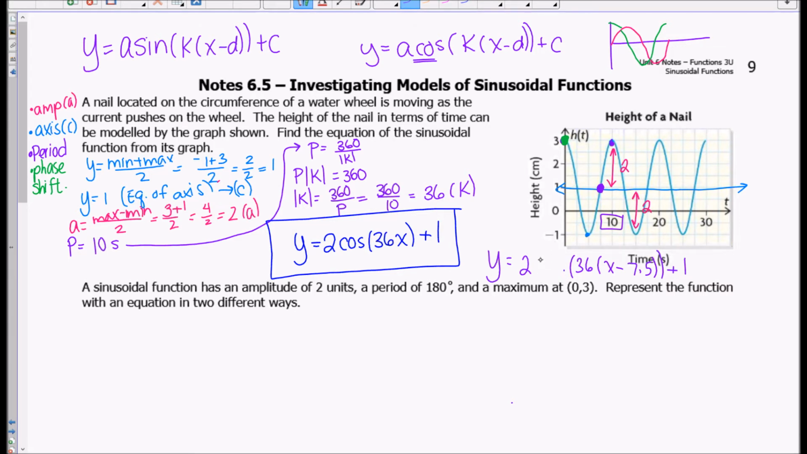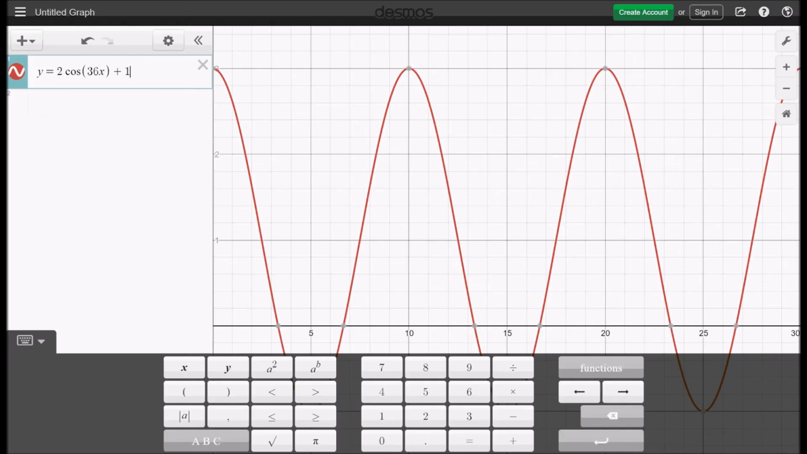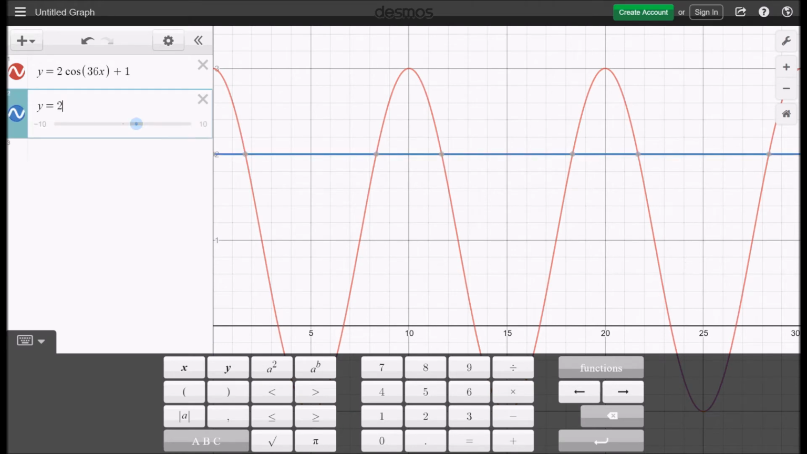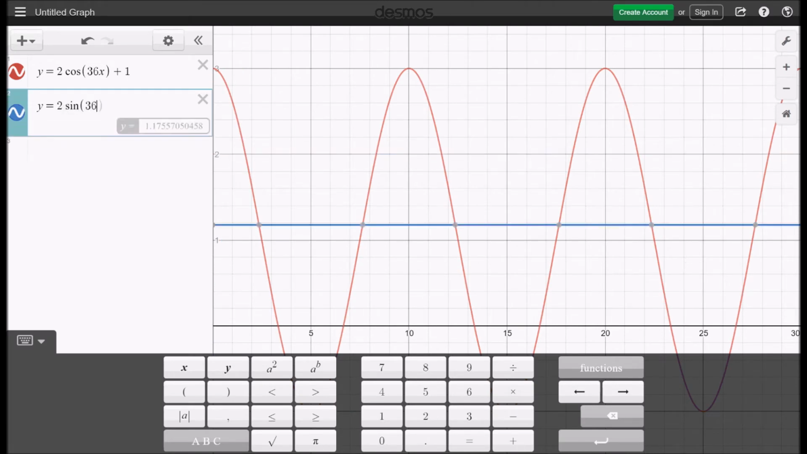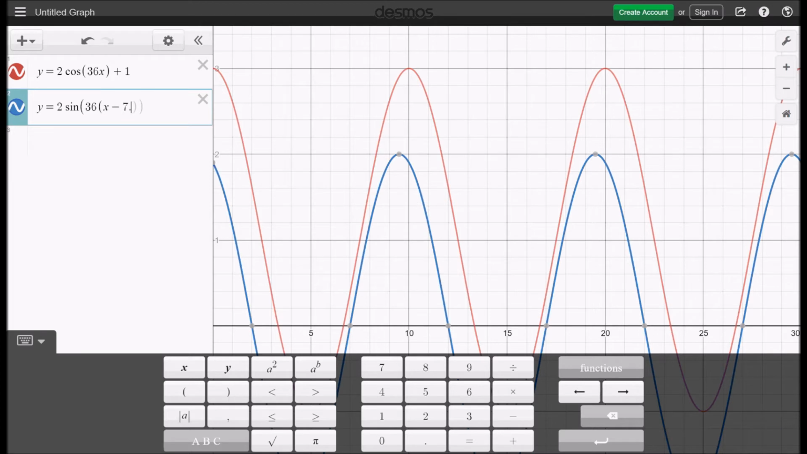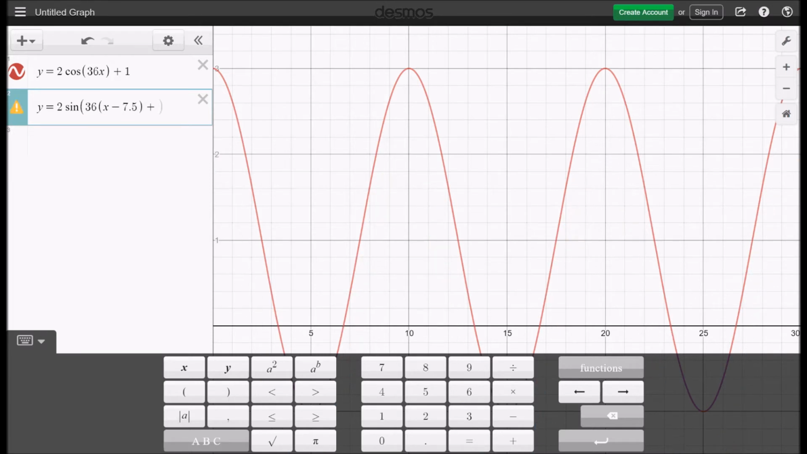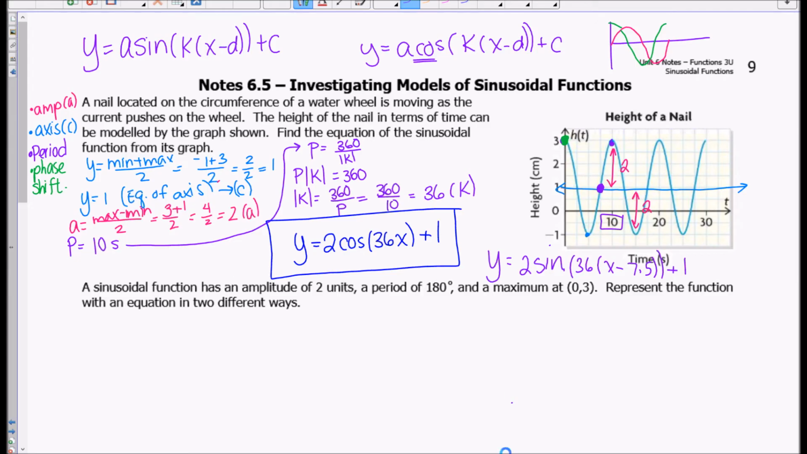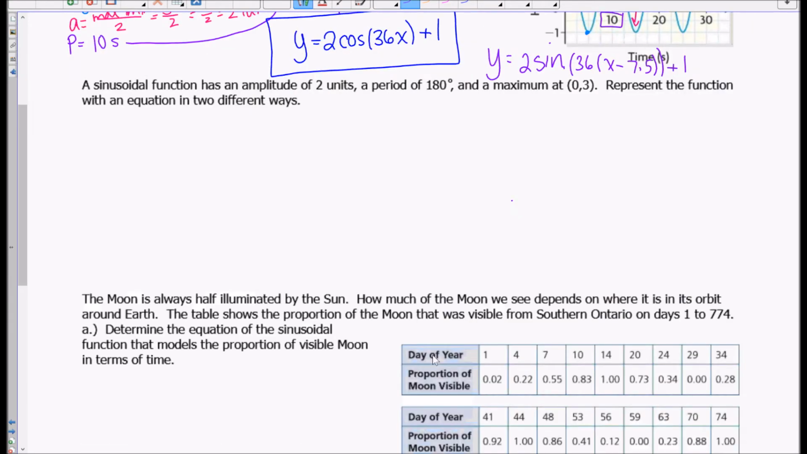Okay, so let's go ahead and graph this out and see if it ends up falling in the same section. So I'm going to say y equals 2 times the sine of 36 times x minus 7.5 plus 1. And it falls right on top of it, so that is an equivalent answer. Don't forget that we can have infinite possible answers here, okay? So let's go ahead and take a look at the next example.